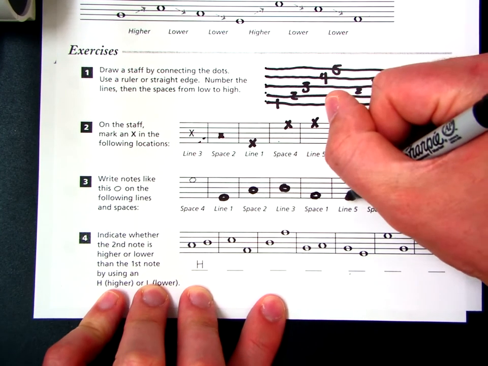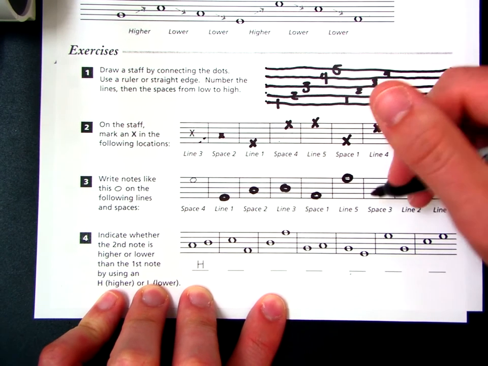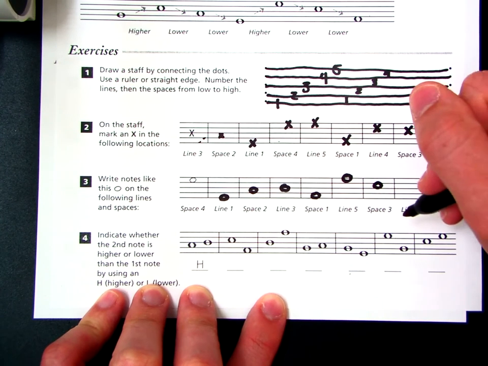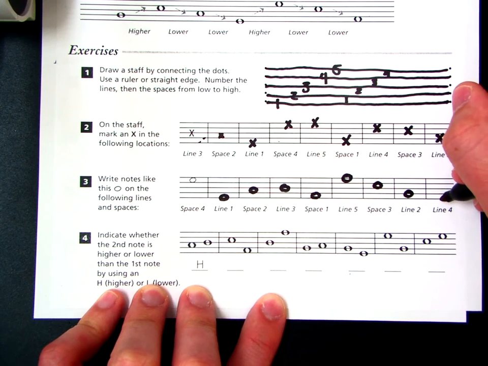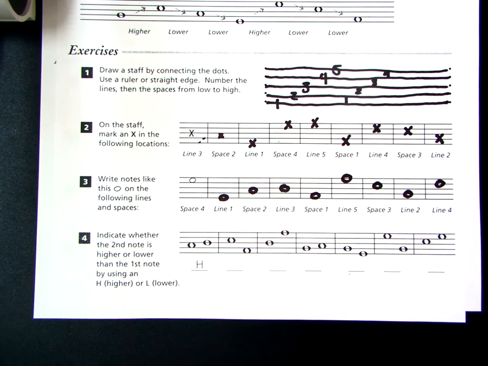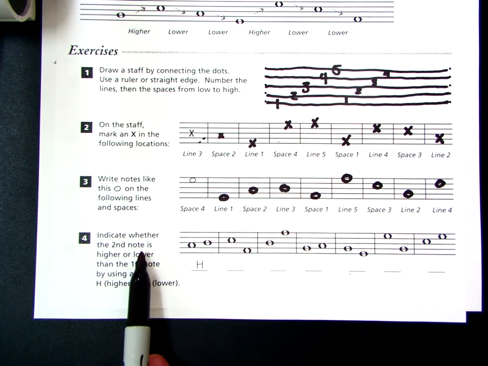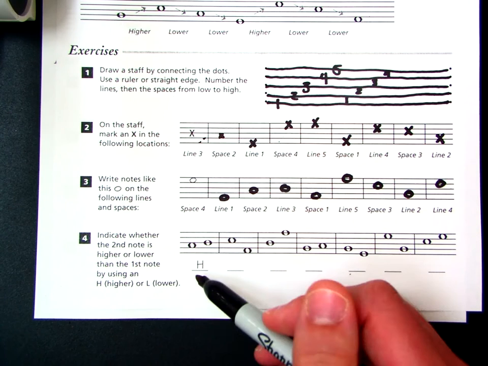Line 5, 1, 2, 3, 4, 5. That's the top line. Space 3, 1, 2, 3. Line 2, 1, 2. And then line 4, 1, 2, 3, 4. Okay. Now, last question for right now. Indicate whether the second note is higher or lower than the first notes by using an H for higher or an L for lower. So here's our example.